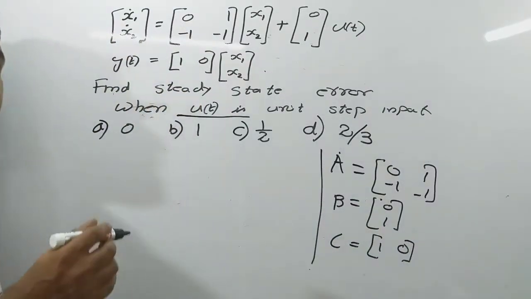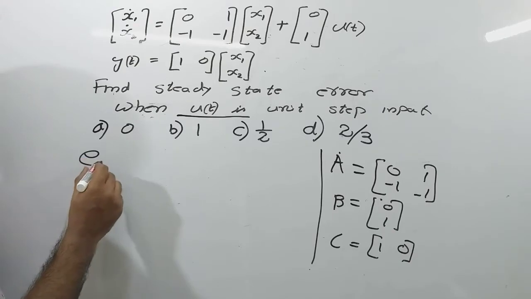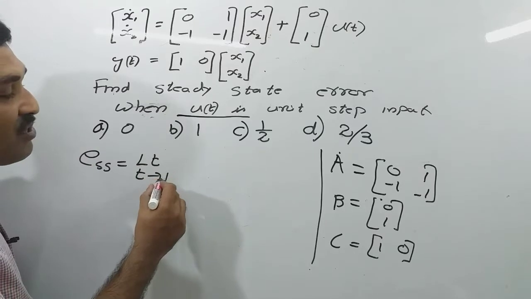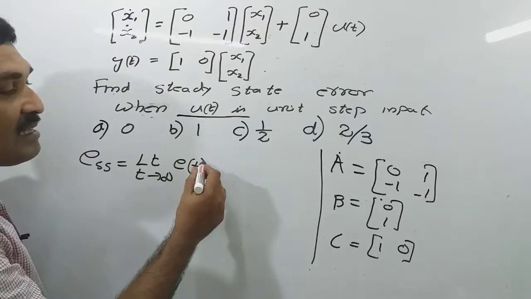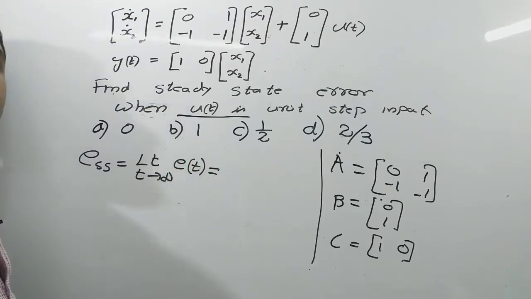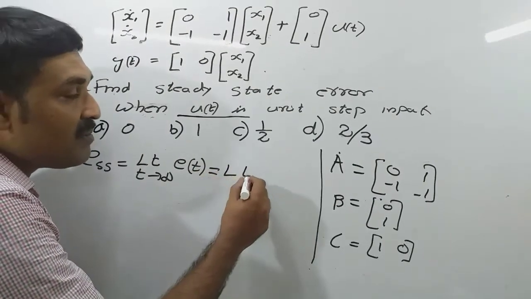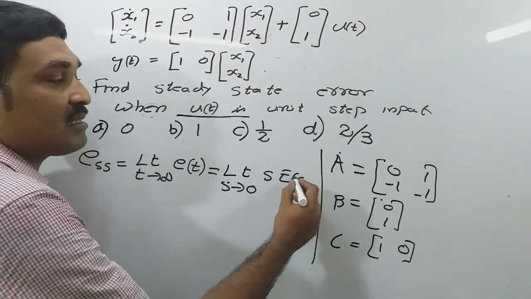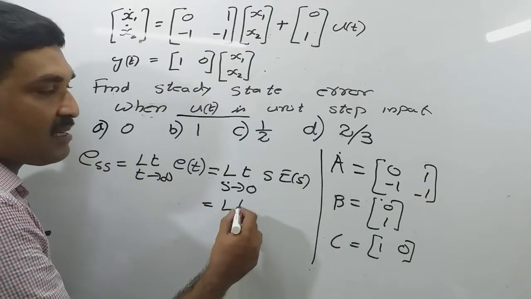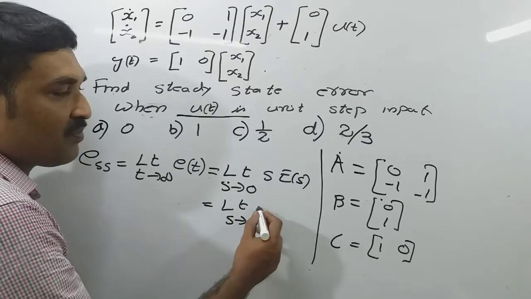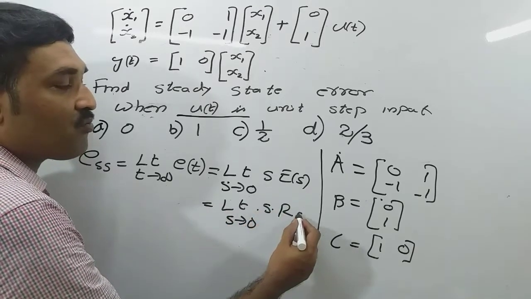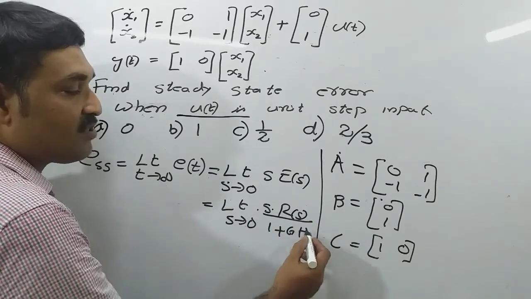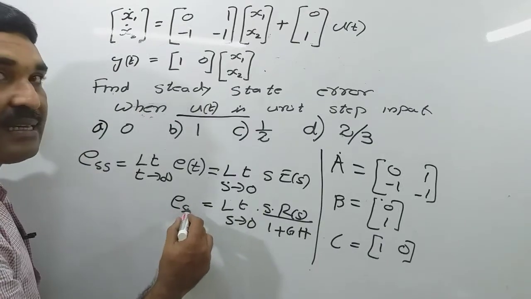The steady state error, ESS, is equal to the limit as t tends to infinity of e(t). This can be obtained by making use of the final value theorem. This is equal to the limit as s tends to 0 of s into E(s), that is equal to the limit as s tends to 0 of s into R(s) divided by 1 plus G(s)H(s). This is our steady state error.